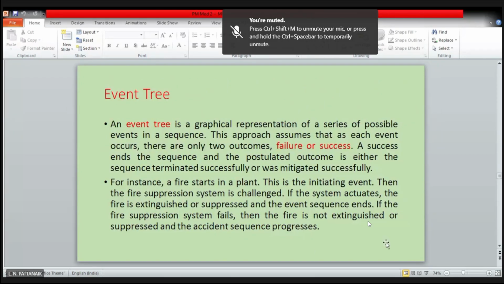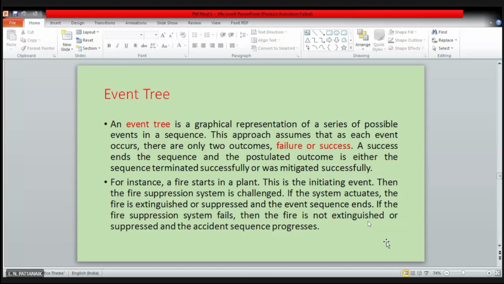The next one in this quantitative category. In fact, there are two, event tree and decision tree. You should look into these two methods as very similar. The only difference is that an event tree is a method where you have only two options out of each node: if this happens, then what, else what. Whereas the decision tree can have more than two options.